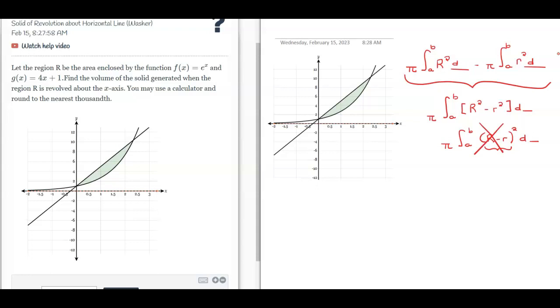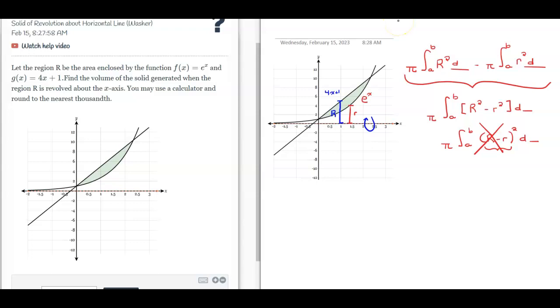All right, so let's take a look at this very first one. So we are revolving around the x-axis. Let's talk about our outer radius. Our outer radius is this distance right here. That is our linear function. And in this problem, this linear function is 4x plus 1. This is going to be our outer radius. Our inner radius, on the other hand, what are we cutting away? This is our inner radius. And in this problem, this is e to the x power.